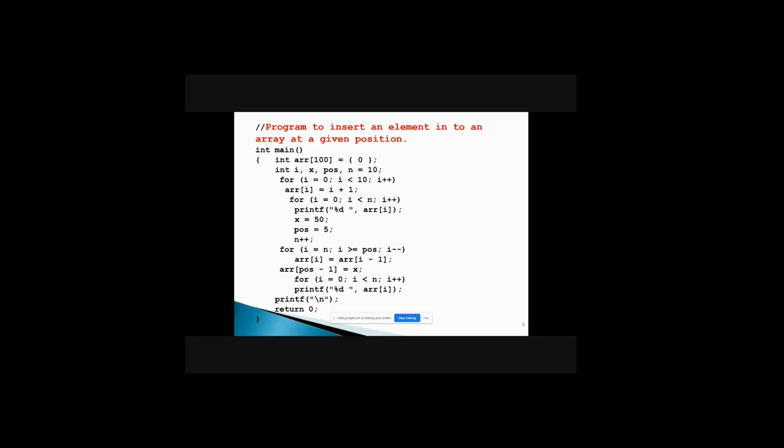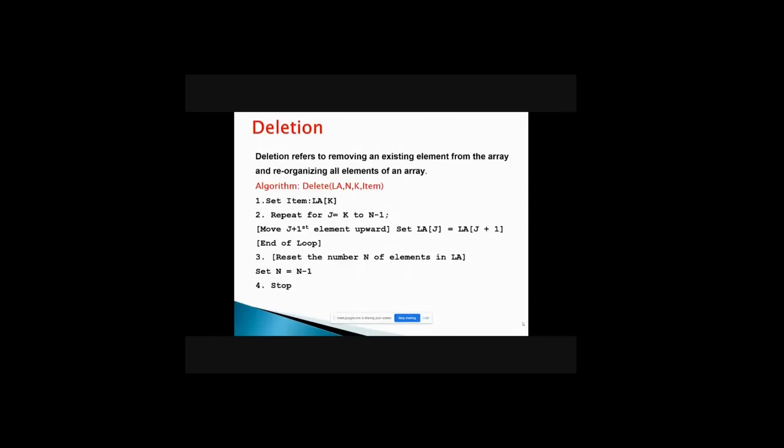Directly you will assign x is equal to array of position minus 1. Otherwise, you will enter into a for loop and you keep shifting. So that's how the code works.